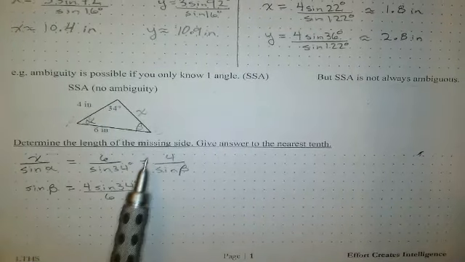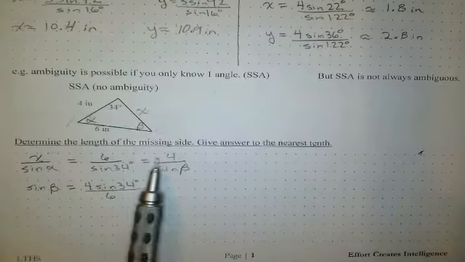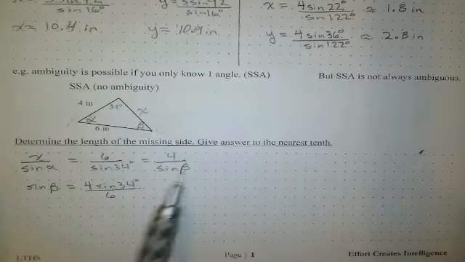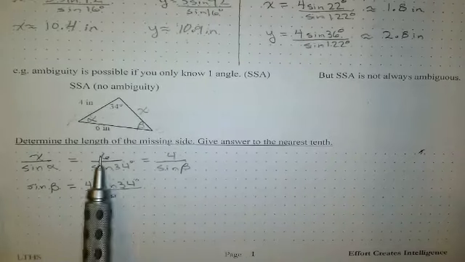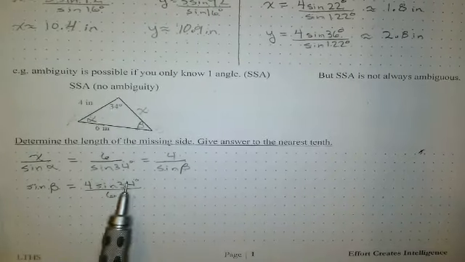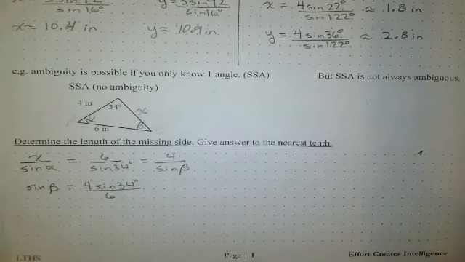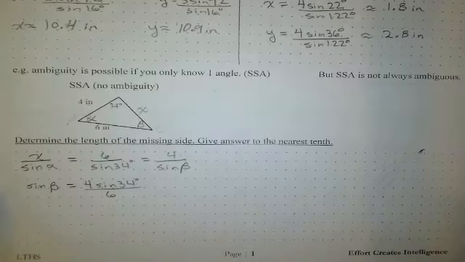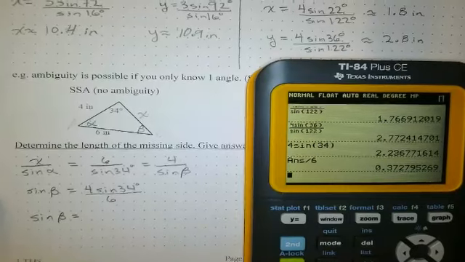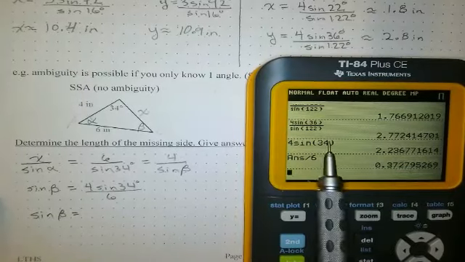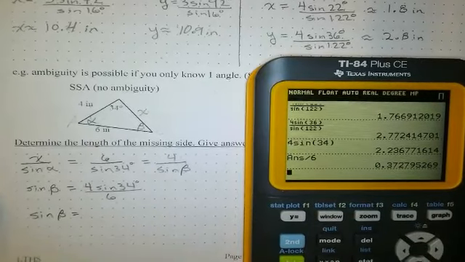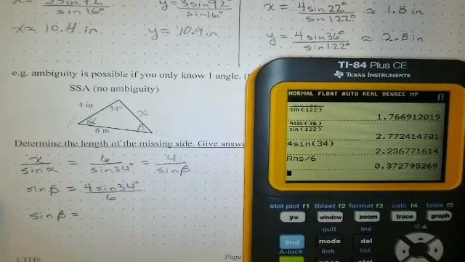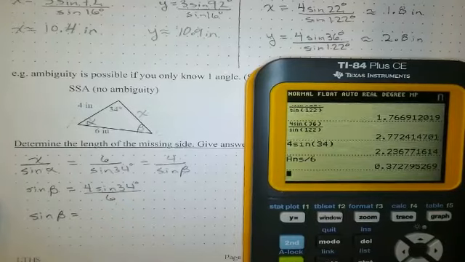So if I rearrange the right side of this equation for the sine of beta, I get that the sine of beta is equal to 4 sine 34 divided by 6. All right, so I have 4 sine 34 all over 6. Let's go ahead and put that into our calculator. Okay, so I put that into my calculator, 4 sine 34, and then divided by 6, and I get this value, 0.3727 approximately. So I'm going to go ahead and write that down.